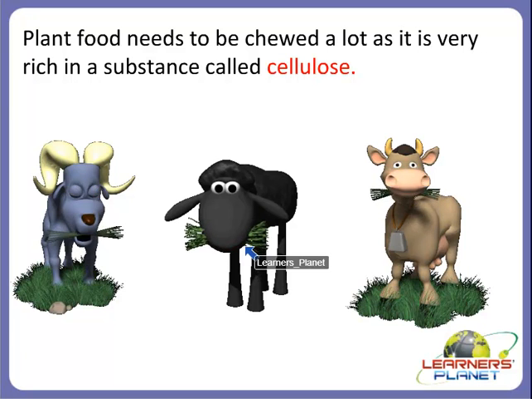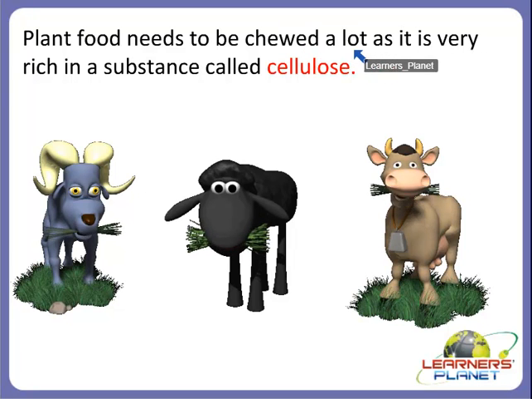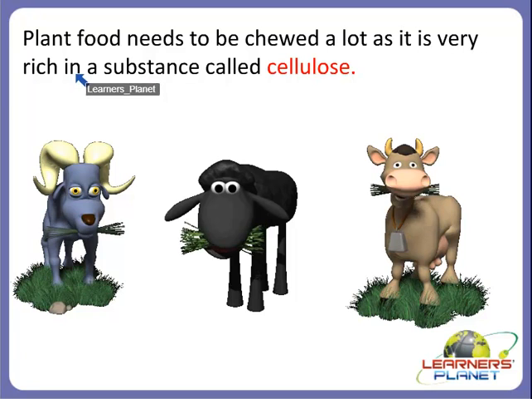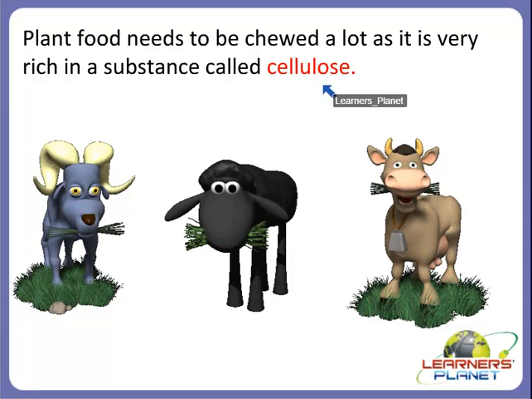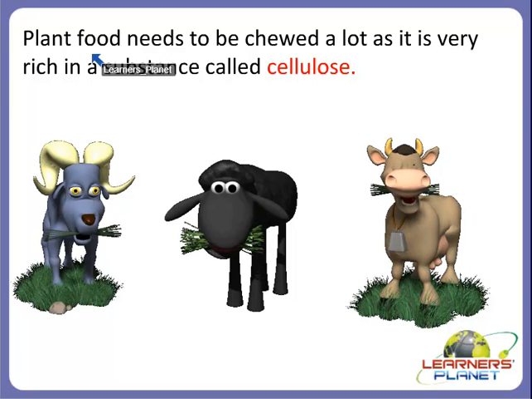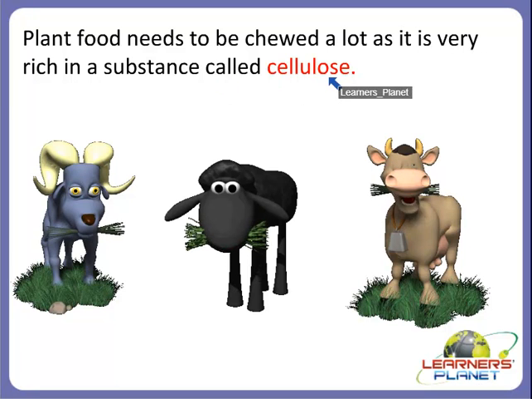And why are these kinds of teeth present? Yes, this is because plant food needs to be chewed a lot, as it is very rich in a substance called cellulose. What is it called? Cellulose. So all herbivorous animals eat plants, right? And they have sharp cutting teeth and strong grinding teeth because plant food needs to be chewed a lot, because it is rich in a substance called cellulose.